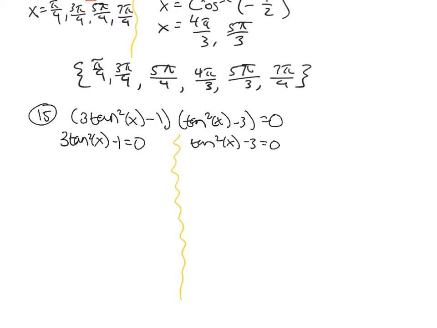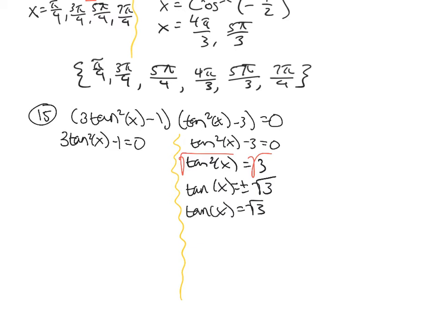I'm going to do the right side first. I'm going to start by adding 3 to both sides. And then I'm going to square root both sides, not forgetting that plus or minus. So I end up with tangent x is equal to plus and minus square root of 3. So I can separate this into 2 problems. Tangent of x is equal to square root of 3. Tangent of x is equal to negative square root of 3. Apply tangent inverse to both sides for both of the problems.